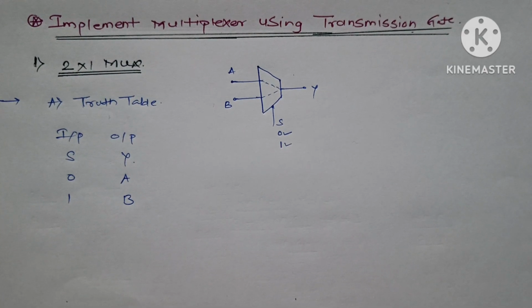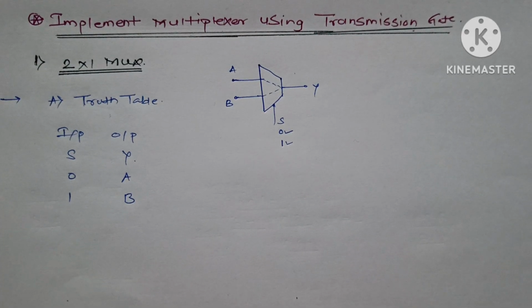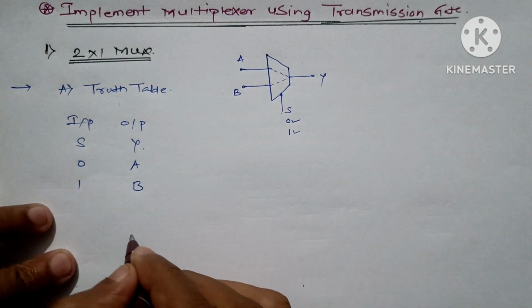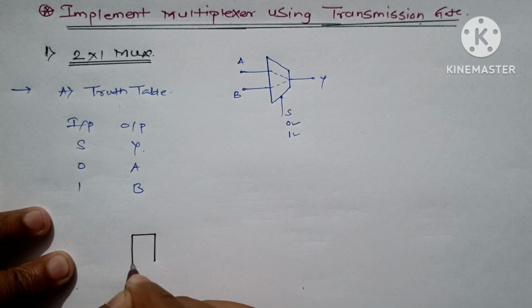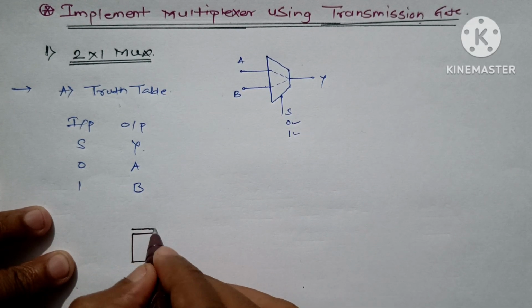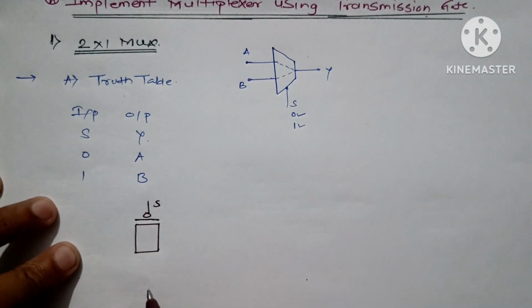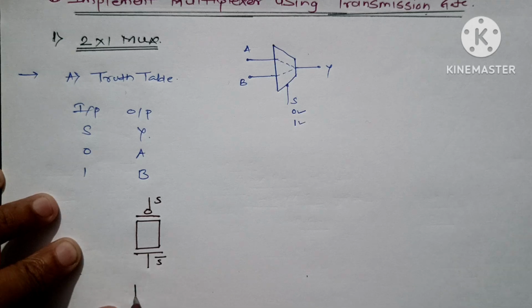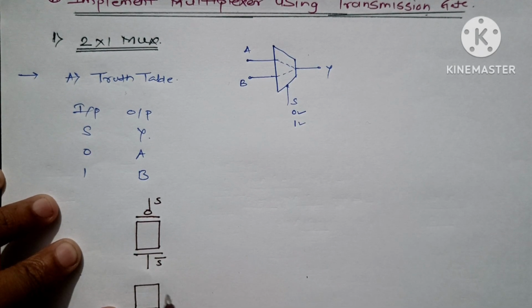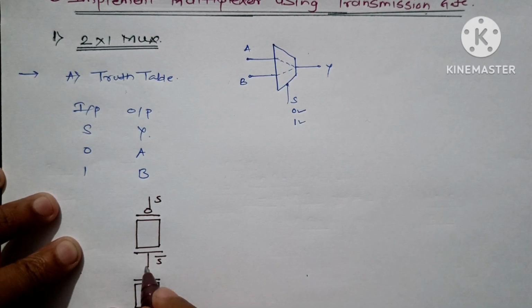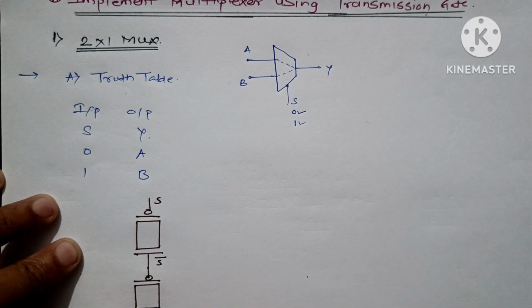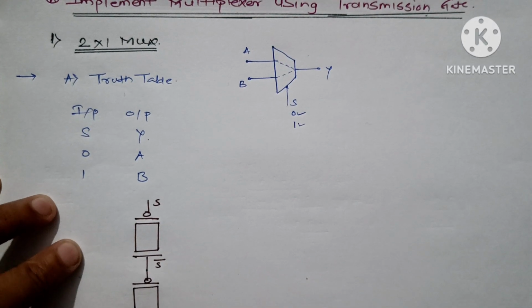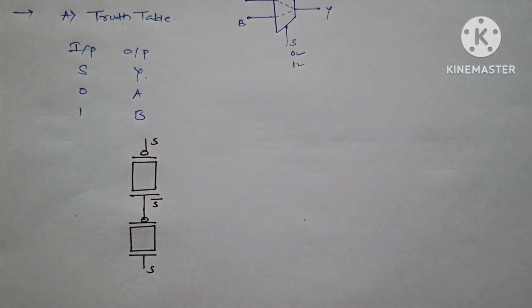For that, first of all we'll make use of the transmission gate. So here the first transmission gate we'll use. This will be our S, and definitely this will be the complement, S bar. Now we'll use a second transmission gate with this particular line connected here. Now this is S bar, this will be our S, and we'll connect the inputs.